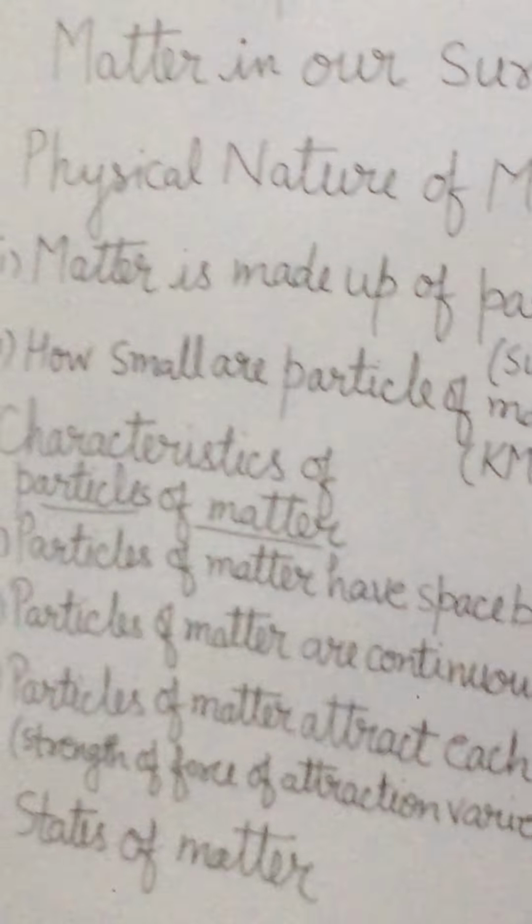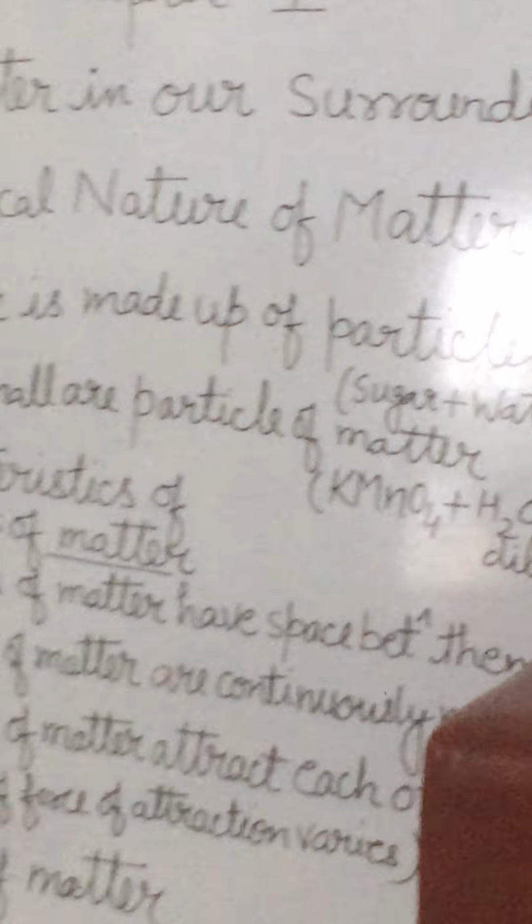So this shows that particles of matter are actually very, very small. If I dilute it further, there will be a faint color. So this shows that particles of matter are very, very small. Even a single drop of color is sufficient to make approximately 1 liter of water colored. Correct? So particles of matter are very, very small, and this is beyond our imagination. So the second point, how small are particles of matter? They are very, very small.